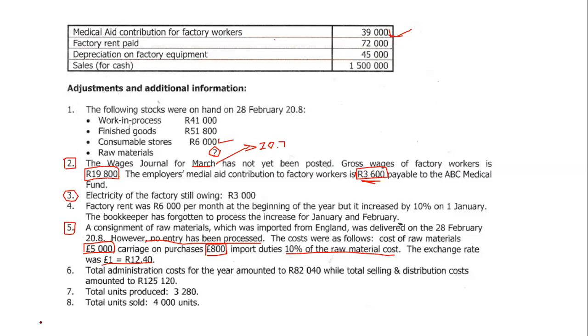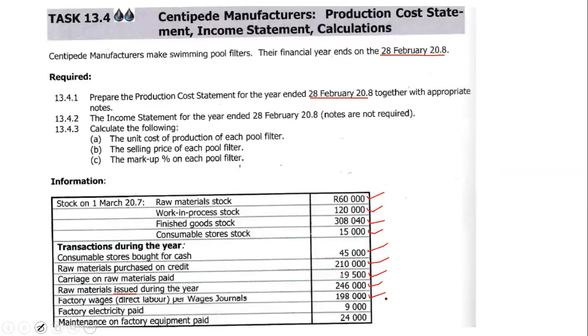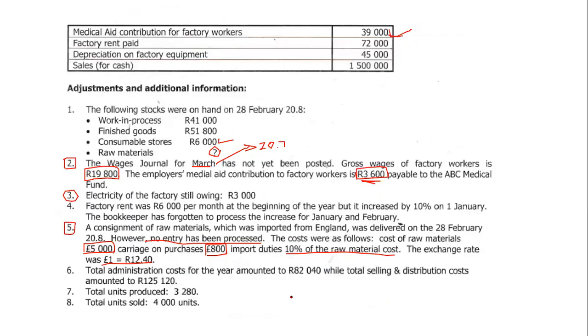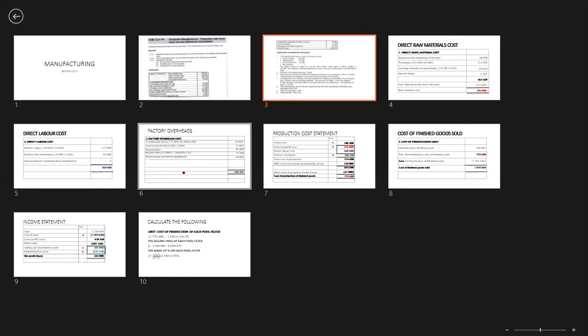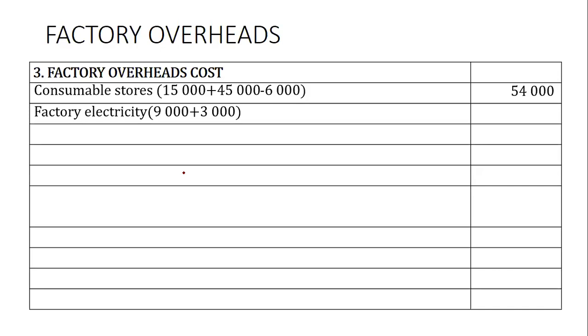Can I check quickly in the previous slide whether we have electricity? We do have electricity. How much is that? Do you see it? Yes, electricity paid. So what am I going to do? Once we add those two values together, how much do we get? We get 12,000. Thank you. Perfect.